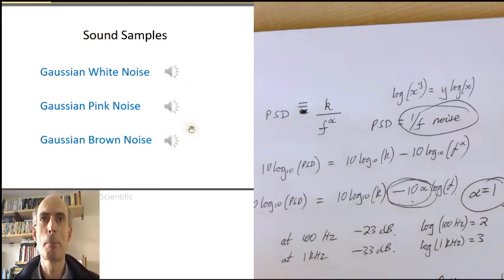Brown noise, by the way, has a power spectral density proportional to 1 over the square of the frequency. There are other noises, such as blue noise and violet noise, which have more of their energy at higher frequencies, but they are very rare in electronics, so I won't say more about them.